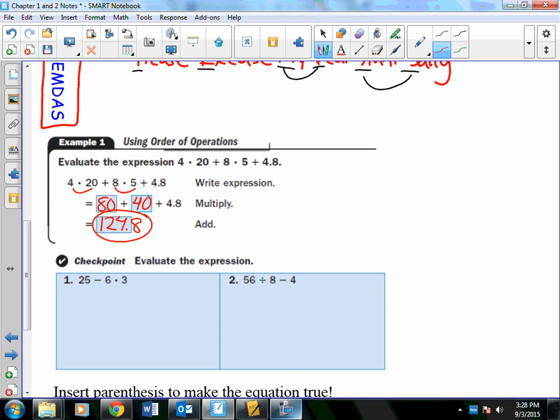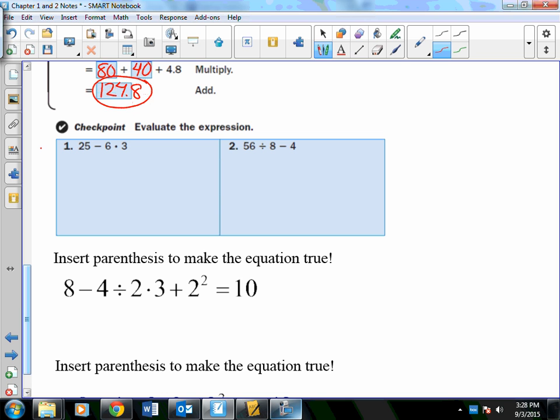Simple example of orders of operation. Let's have you try the following ones down here. Try checkpoint questions 1 and 2. So pause the video now for a minute. Shouldn't take any more than that. Come back and see how successful we were.